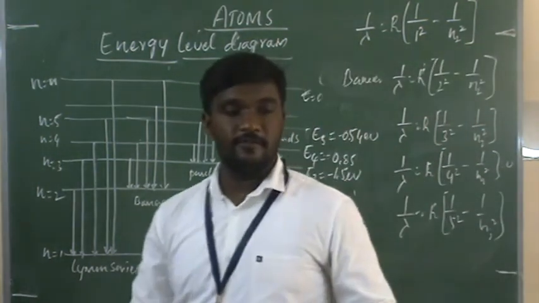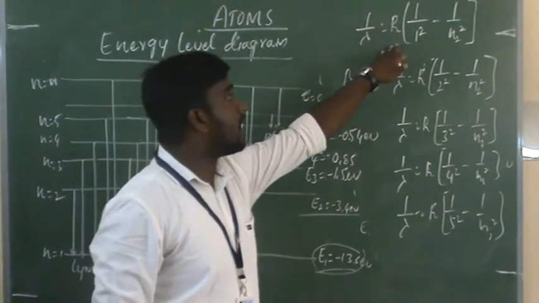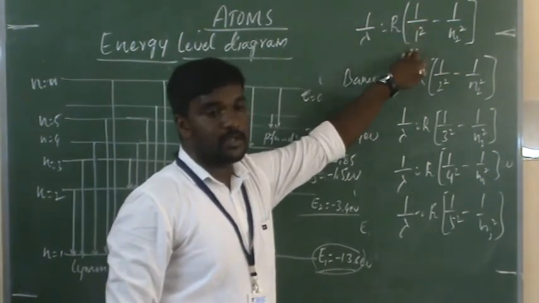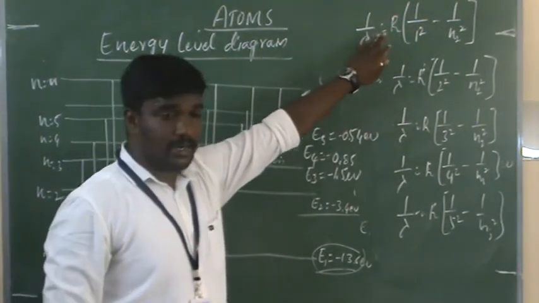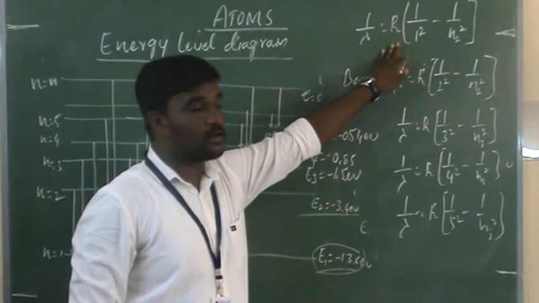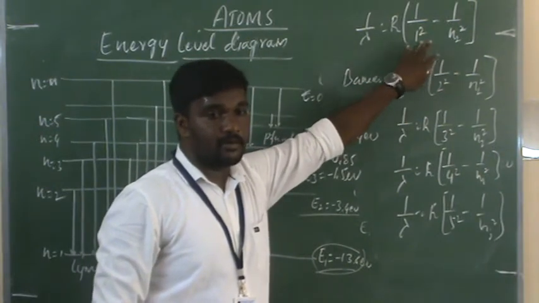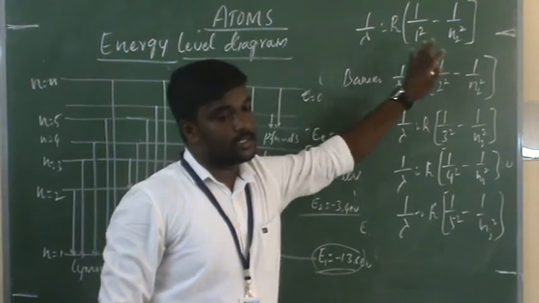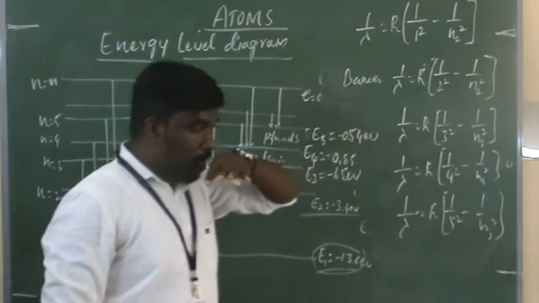So this is the empirical formula for the Lyman series: 1 by lambda is equal to R into 1 by 1 square minus 1 by n2 square. Already I told you R is the Rydberg constant. The first state is the first orbit, and n2 is nothing but 2, 3, 4, and so on.